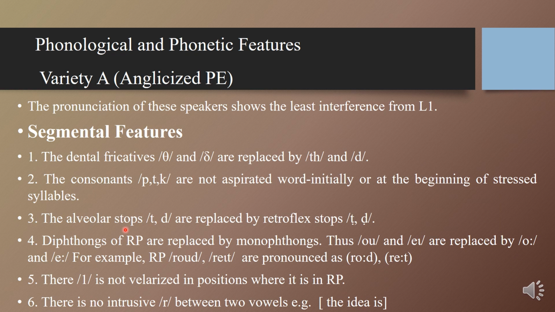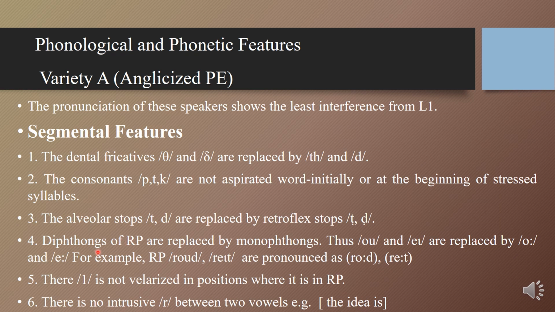Alveolar is related to the sound that is produced from the tip of the tongue behind our teeth, and the retroflex is related to the sound that is produced from the hard palate. Means Pakistani speakers speak ta and da with the help of the tongue and the hard palate.